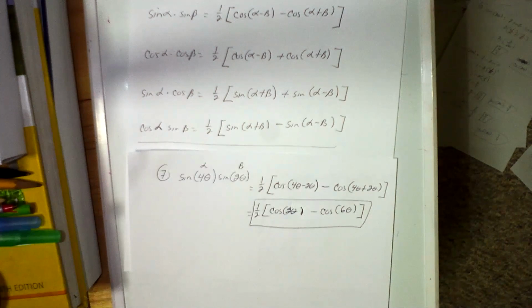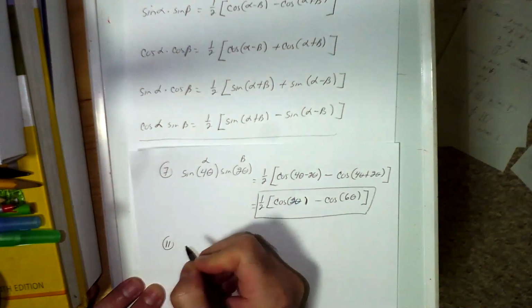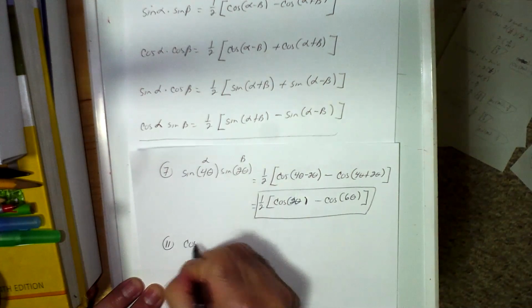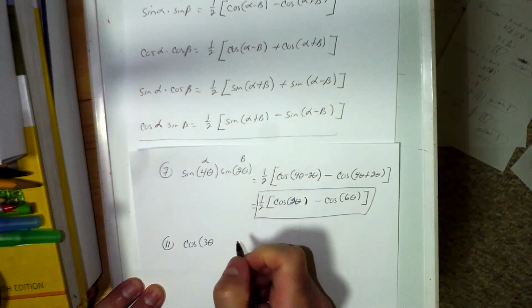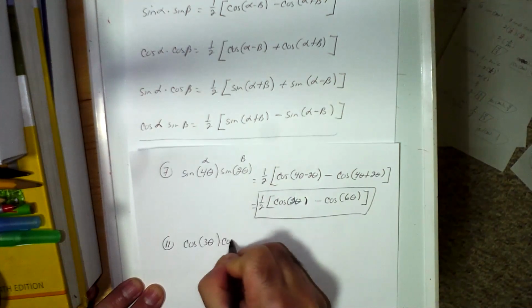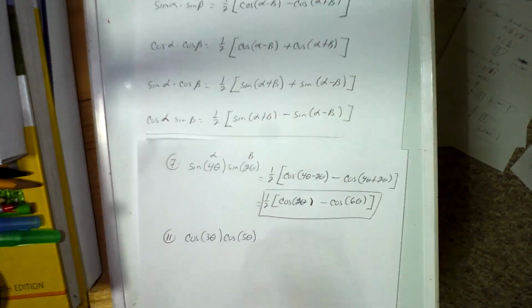All right, so let's do another one. We need to do one where it comes out kind of funky. Let's see if I can find one that comes out kind of freaky. Number 11 is one where it comes out kind of freaky. So let's look at 11. So 11 reads cosine 3 theta times cosine of 5 theta, right?